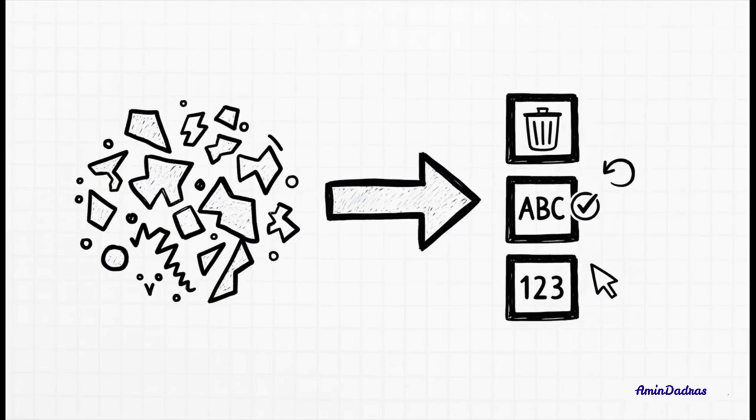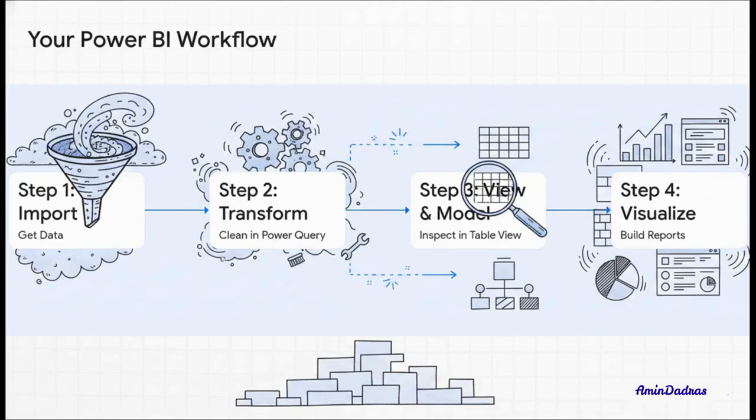So how does it remember all your cleaning steps? It uses this thing called the applied steps list. Every time you remove a column, fix a typo, or change a format, a new step gets added to this list. It's like a history of everything you've done. You can even click on a previous step to see what the data looked like at that point. Make a mistake? No problem. Just find that step and delete it. You have total control.